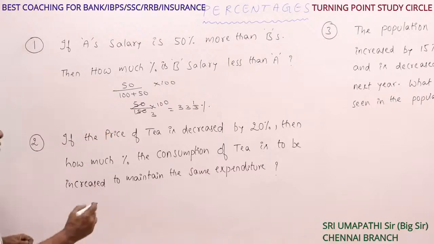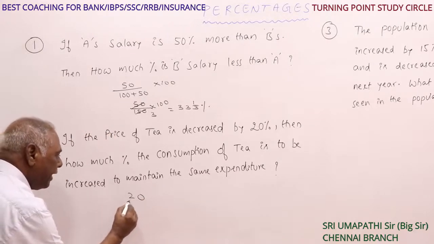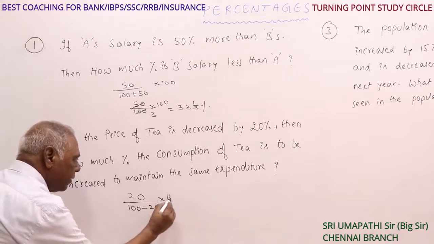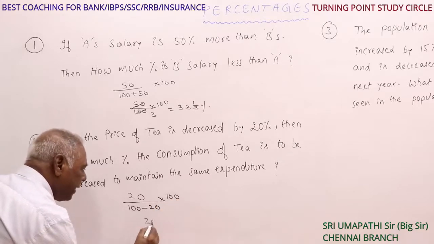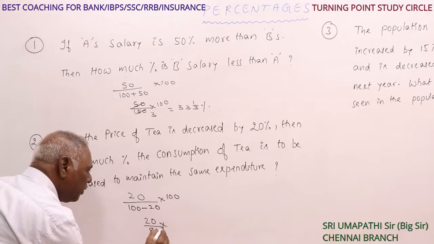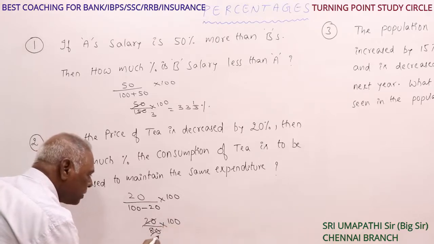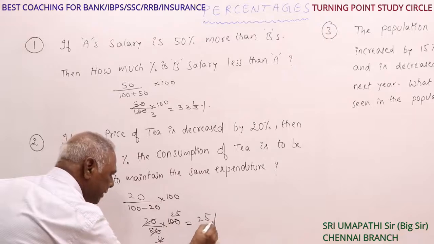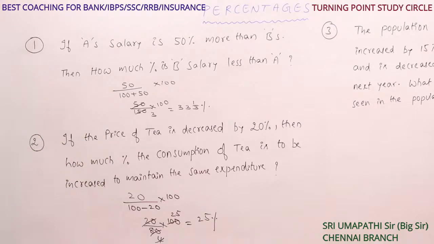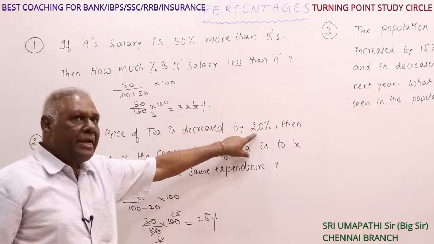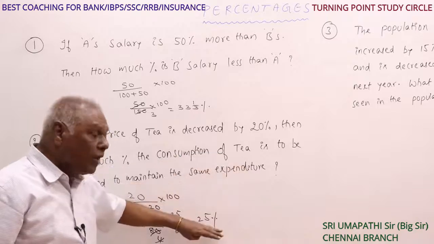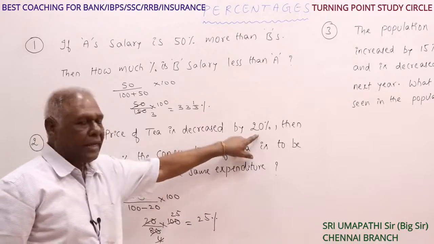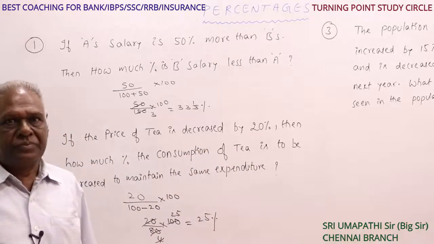Decrease is given, so it is equal to 20 divided by 100 minus 20 into 100. So it is equal to 20 by 80 into 100. So it is equal to 25%. Once again verify, decrease 20%, increase is asked, so we got 25% as the answer, which is more than 20, so it is increased.